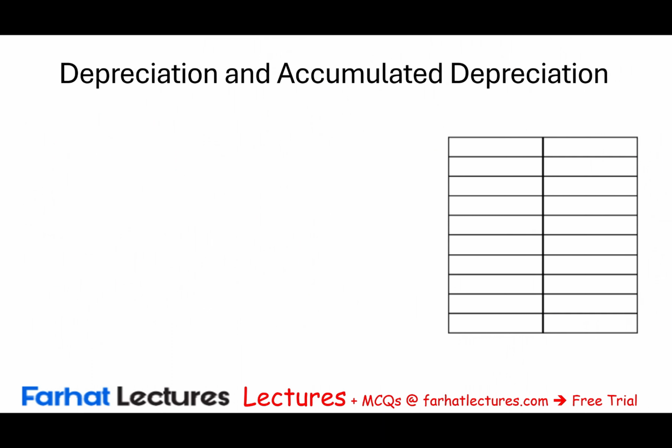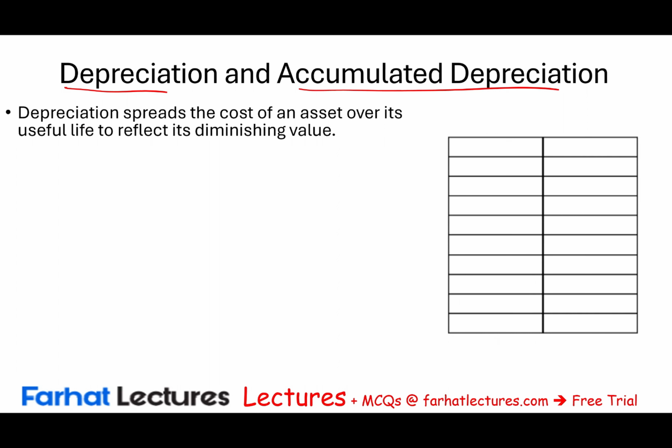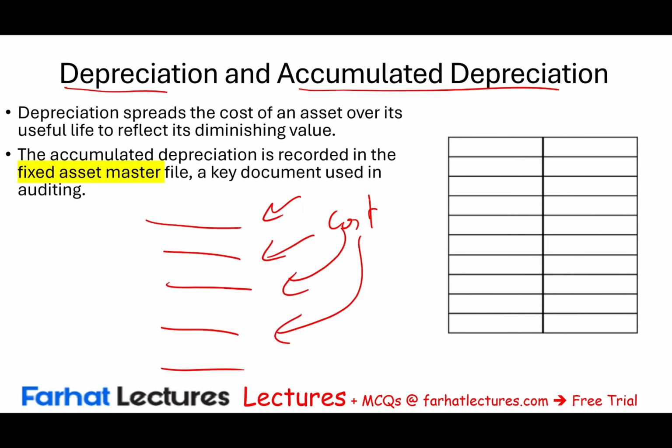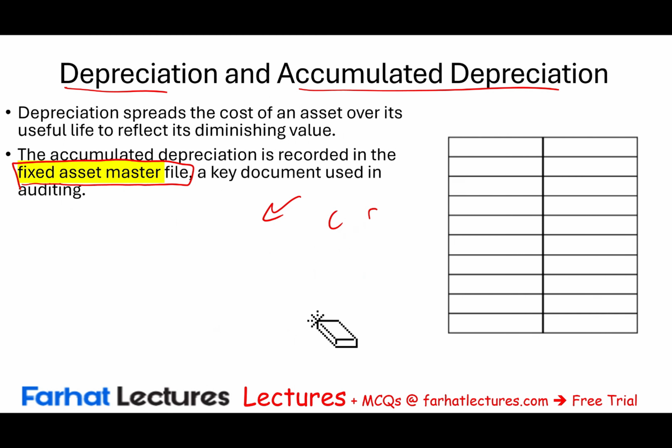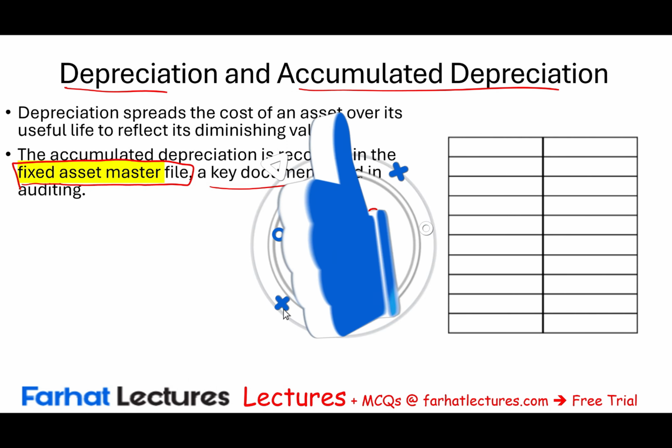What comes with property, plant, and equipment? Depreciation and accumulated depreciation. Because remember, those assets, as I mentioned a minute ago, serve the company for many periods. So what we have to do is allocate the cost over those periods, and we call this depreciation. So companies record depreciation and accumulated depreciation in something called a fixed asset master file, or fixed asset schedule, or a list of fixed assets, or a list of property, plant, and equipment, which is a key document in auditing.